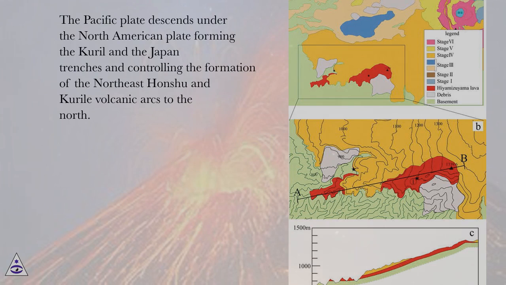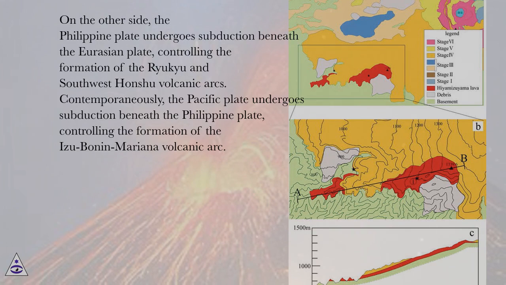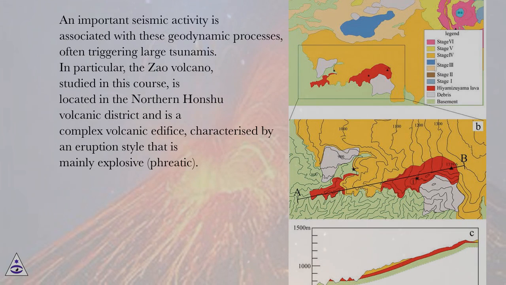The Pacific Plate descends under the North American Plate, forming the Kuril and the Japan Trenches and controlling the formation of the Northeast Honshu and Kuril volcanic arcs to the north. On the other side, the Philippine Plate undergoes subduction beneath the Eurasian Plate, controlling the formation of the Ryukyu and Southwest Honshu volcanic arcs. Contemporaneously, the Pacific Plate undergoes subduction beneath the Philippine Plate, controlling the formation of the Izu-Bonin-Mariana volcanic arc. An important seismic activity is associated with these geodynamic processes, often triggering large tsunamis.